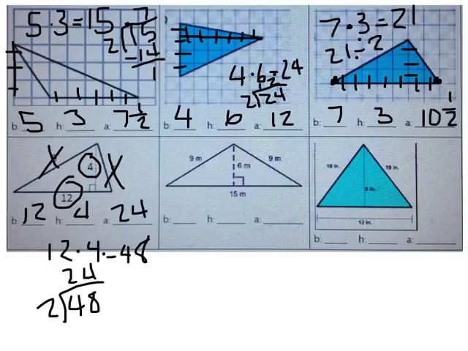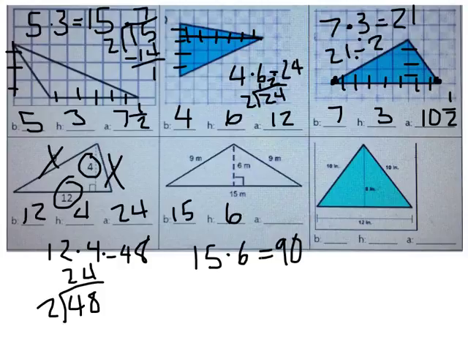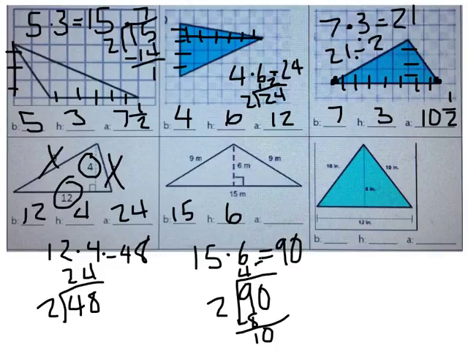Let's try another. What's the base, height, and area of the triangle in the middle? The base is 15. The height is 6. When I multiply 15 times 6, I get 90. 90 divided by 2. 2 goes into 9 4 times. 2 goes into 10 5 times. The correct answer is 45.